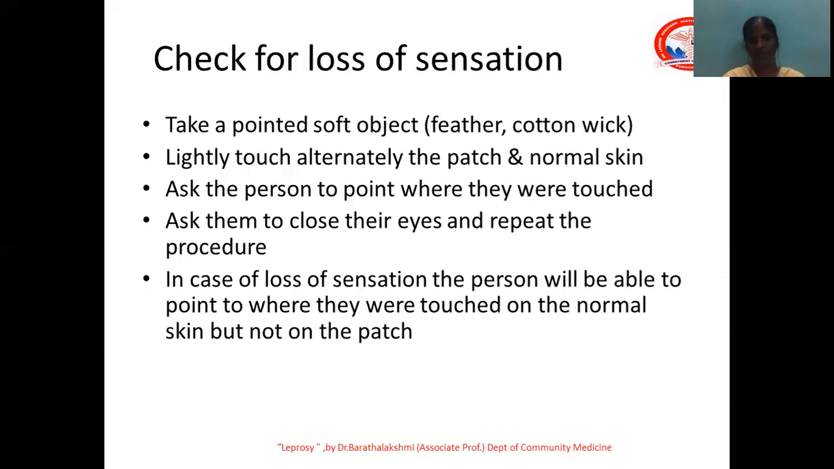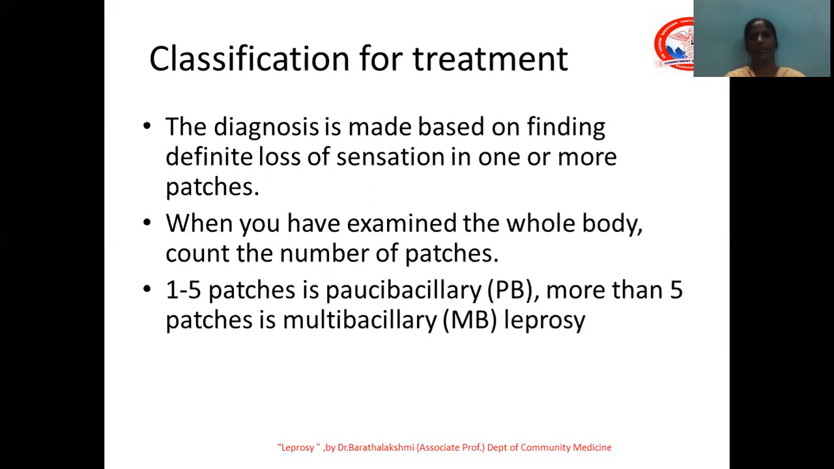Take a pointed soft object. It can be a cotton wisp. Lightly touch alternately the patch and the surrounding normal skin or the corresponding area of the counterpart, that is the opposite side. Ask the person to point where they were touched. Ask them to close their eyes and repeat the procedure. If it is lost, we'll have to declare loss of sensation.